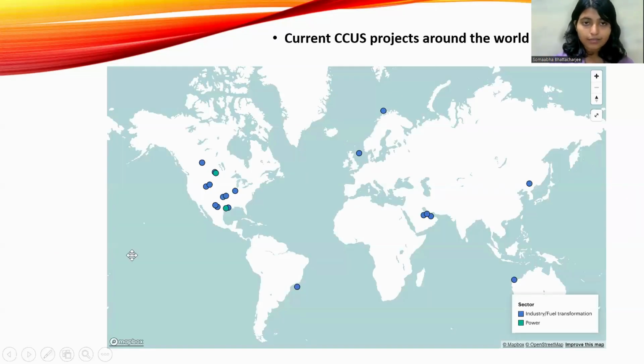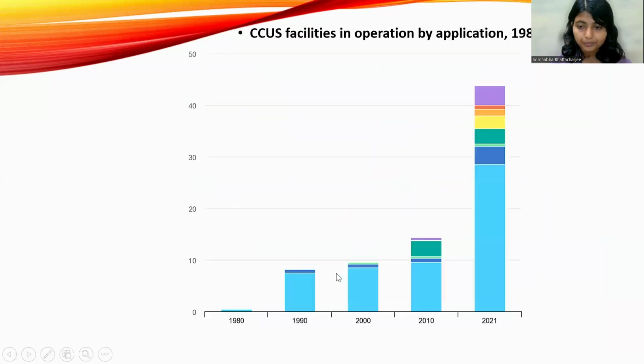Now let us see the various different CCUS projects around the world. In this world map, we can see that the blue circles represent the industry of fuel transformation and the green ones here represent the power sector. As we can see, the majority of the CCUS facilities are concentrated in the North American region, and in the other continents, very few, like one or two, are present.